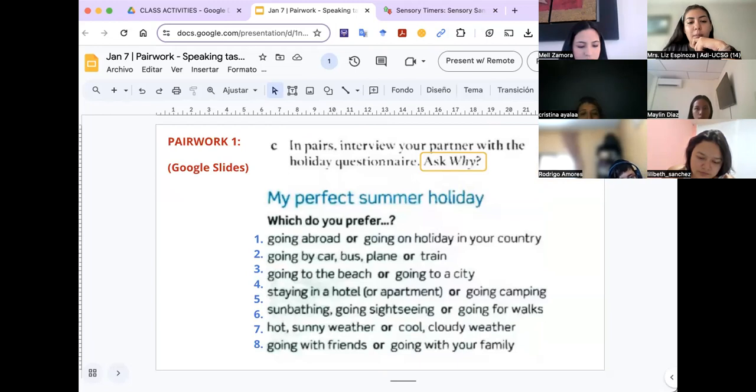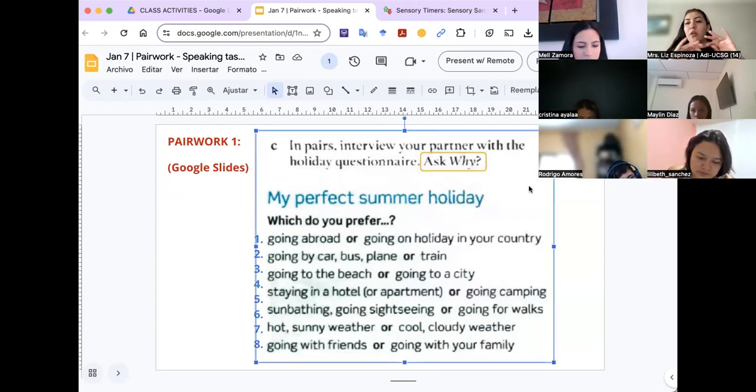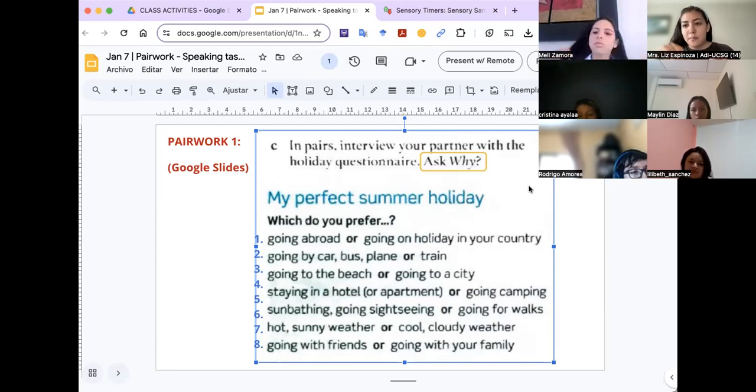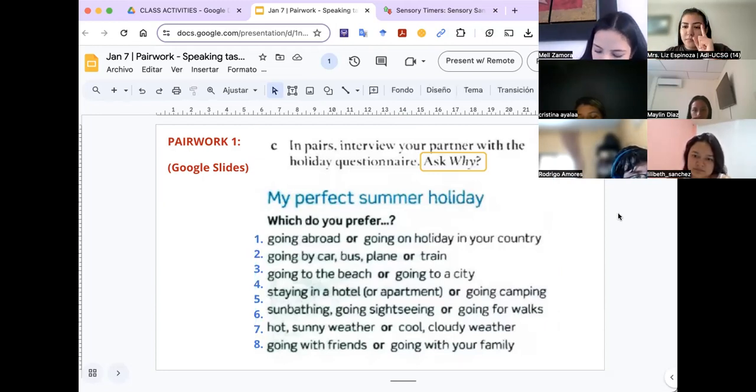So then you continue. So that's why, ask why. You have to write because you can not only write going by car, going by train, and that's it, no. Going by car because it's cheaper, or you can enjoy more the view, or you can blah, blah, blah. Okay, so that is the activity 1.